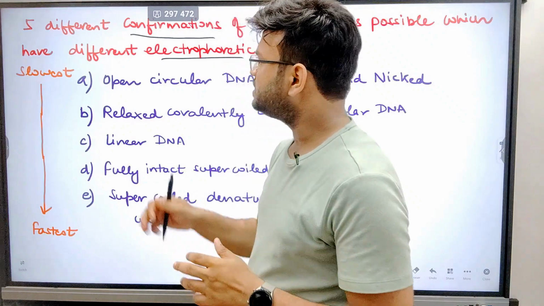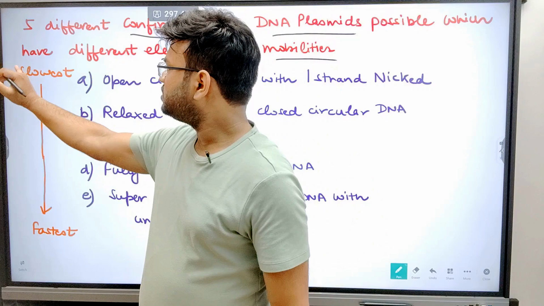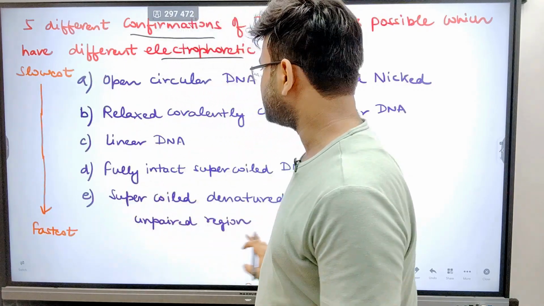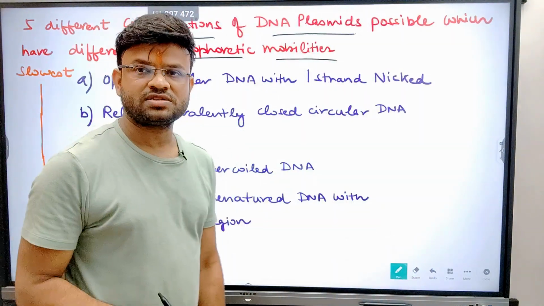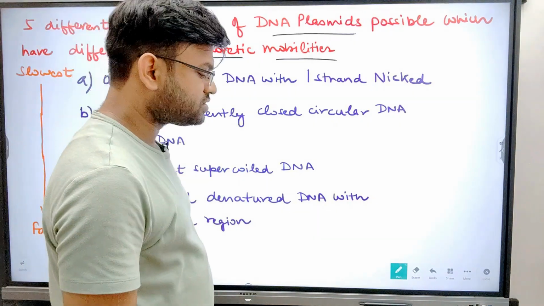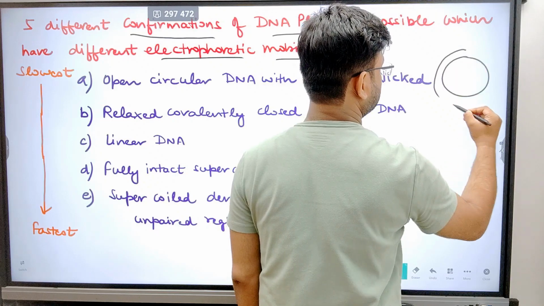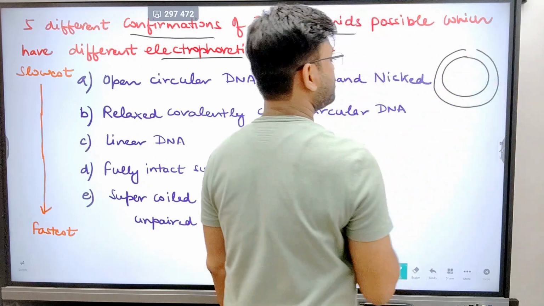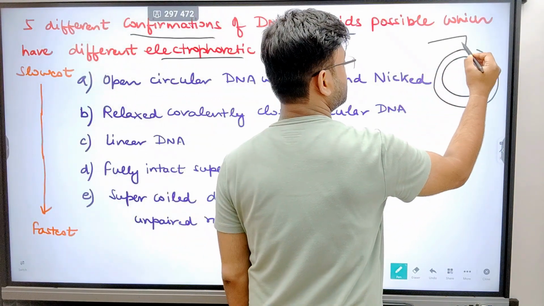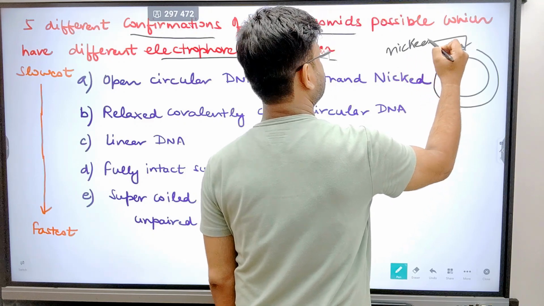Understand this, that there are 5 conformations, and I have arranged them from the top. This one will be the slowest, and as you move down, this one will be the fastest. So what are the different conformations? Let us draw them. The first one is open circular DNA with one strand nicked. So this is a nicking that has happened. Only one strand has been nicked.